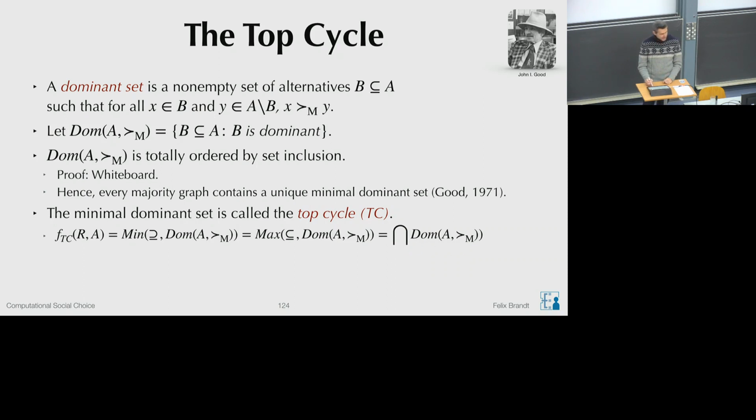smallest dominant set. And dominant sets by themselves, by the way, and this is important here, are non-empty by definition, right? Because otherwise, if we wouldn't add non-empty up here, then the smallest dominant set would always be the empty set. That would defeat what we would want to achieve. So that would not be an interesting social choice function.